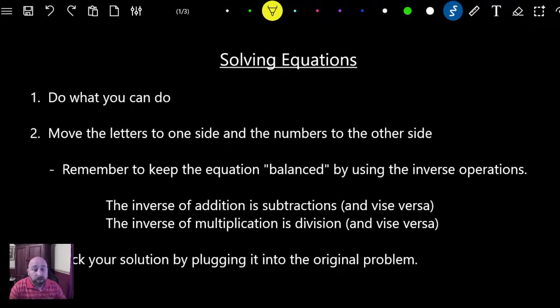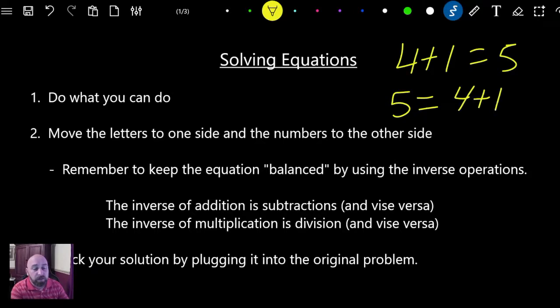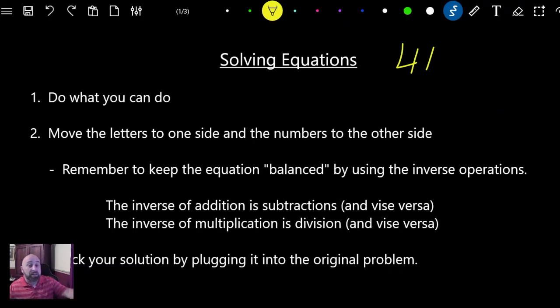It doesn't matter which side of the equal sign you're on. Think about this: 4 plus 1 equals 5 is the same as saying 5 equals 4 plus 1. Sometimes students get all worried that the x needs to come first, that it needs to say x equals. No, it doesn't. It could say 5 equals x. That's fine. No big deal. All right, so that's step number 2.